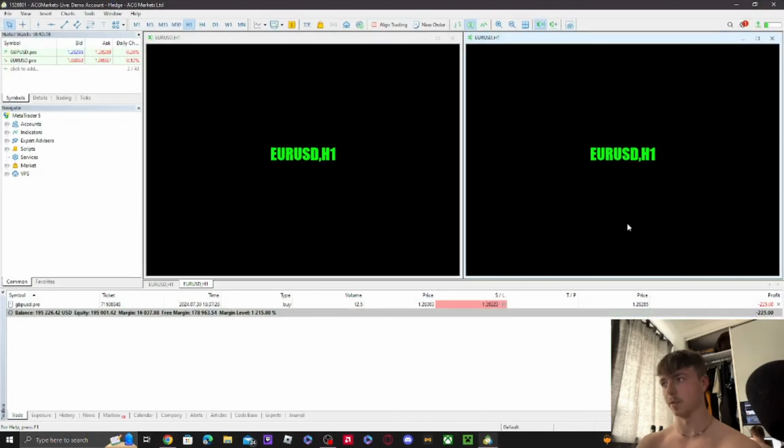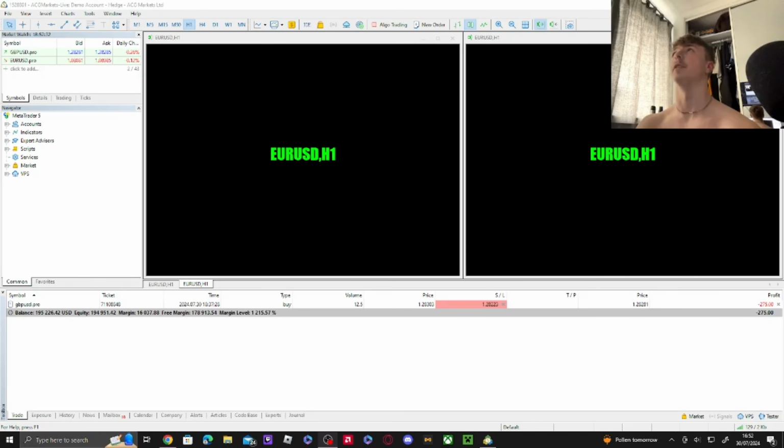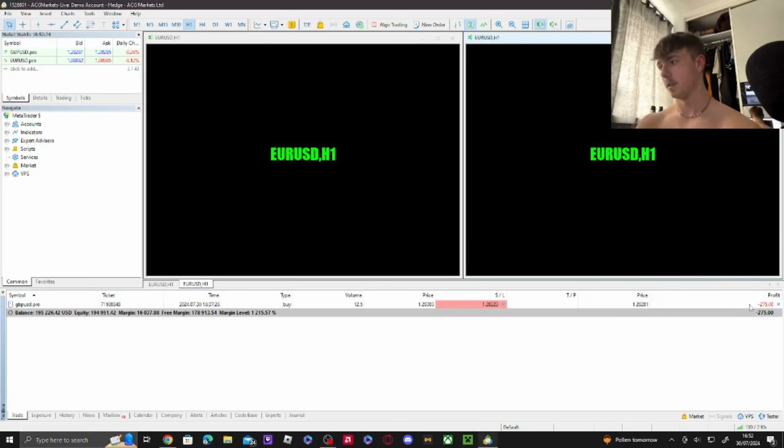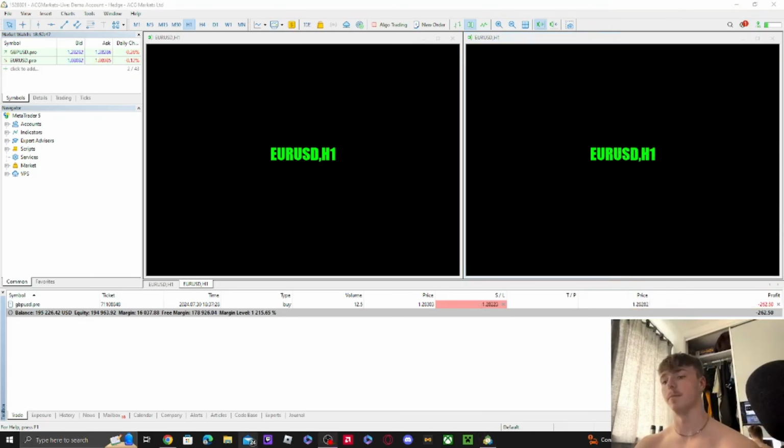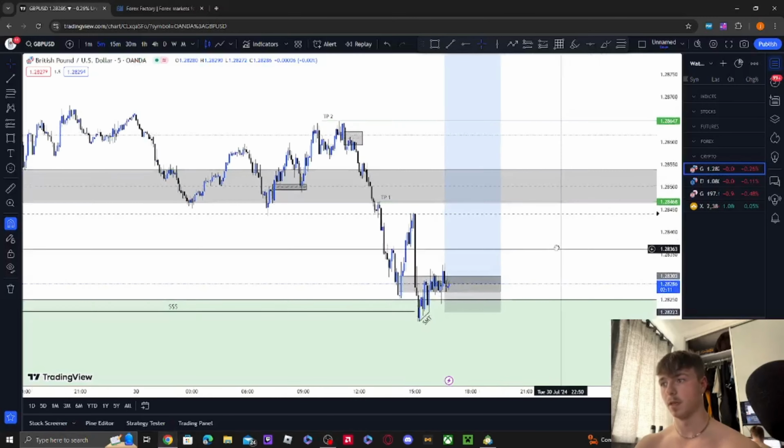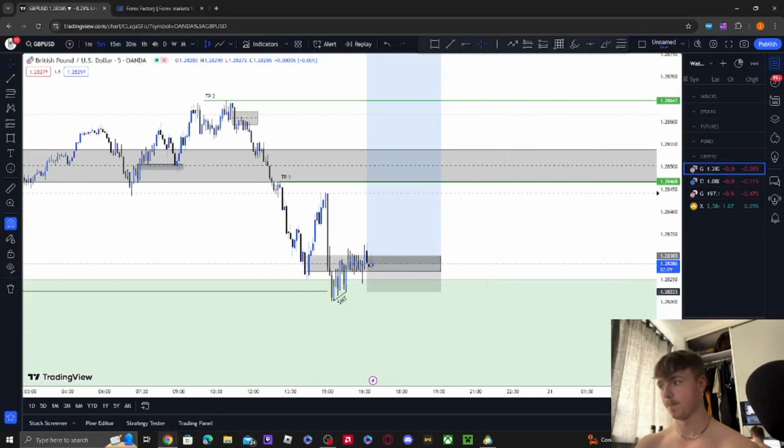If you want proof of entry, I don't know if you can see that without me moving. But you see I'm currently down £275. I've only risked 0.5%, so I've risked £1,000. I'm currently a quarter of the way through the stop loss. But, you know, we'll have to wait and see what happens.